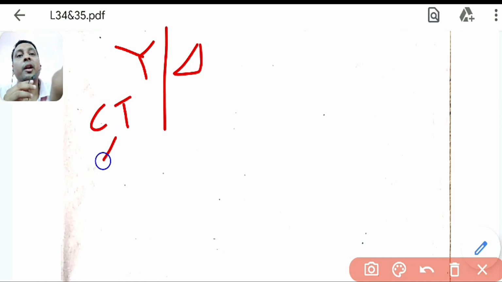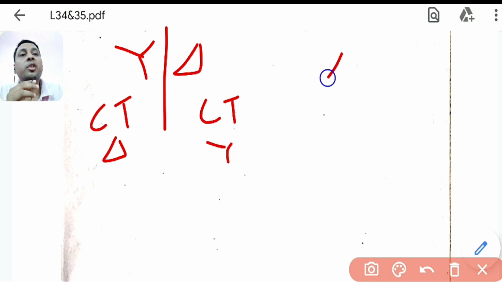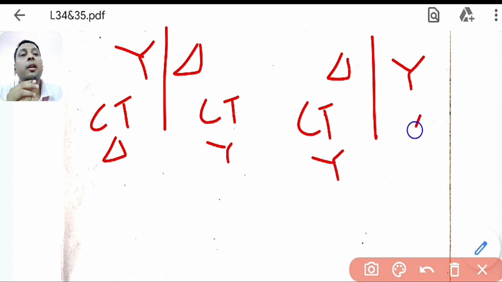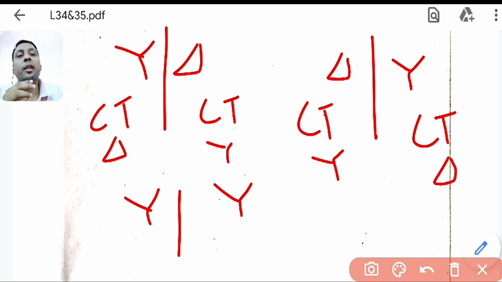One more time I am writing. Suppose your transformer is delta star, then the CT here should be connected in delta, and the CT this side should be connected in star. Suppose it is star delta, then the reverse: CT will be connected here in star, and here CT will be connected in delta. Suppose it is star star, then it doesn't matter. You can connect CT here in star, CT here in star, there is no issue.